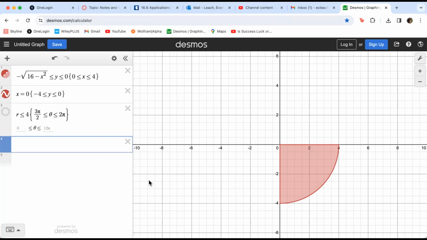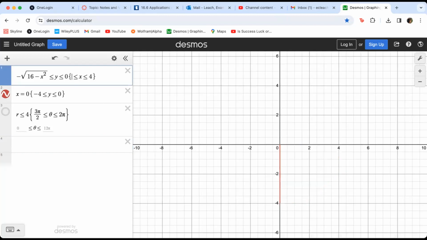So if I change the values of x, here I'm changing my integral dx, negative 4 to 4. So then if I go from x from negative 4 to 4, then I get this whole bottom half of the circle. There's that region.